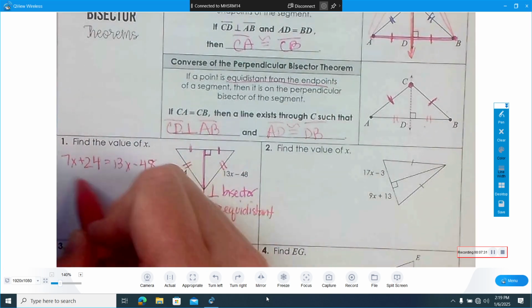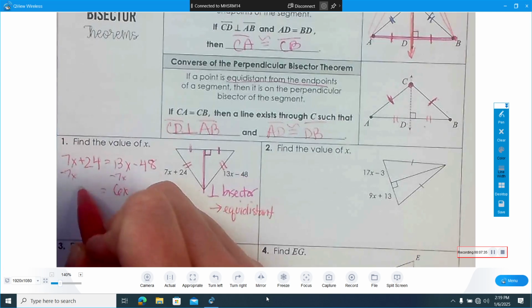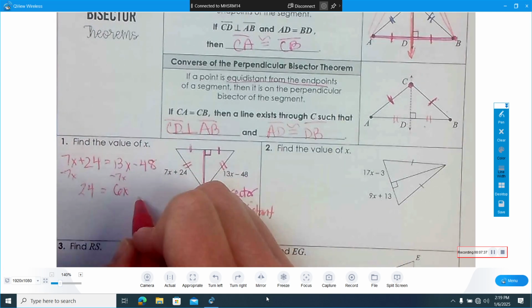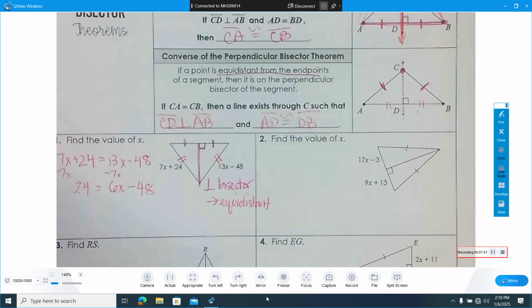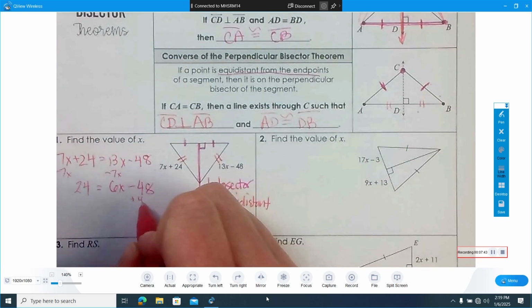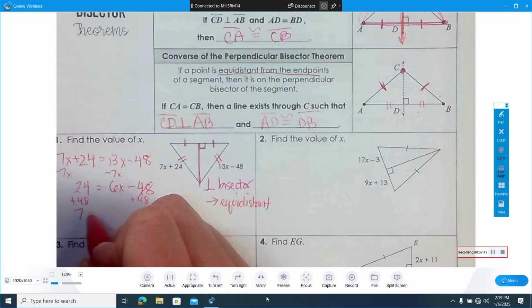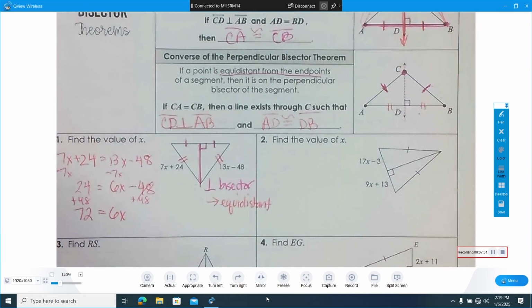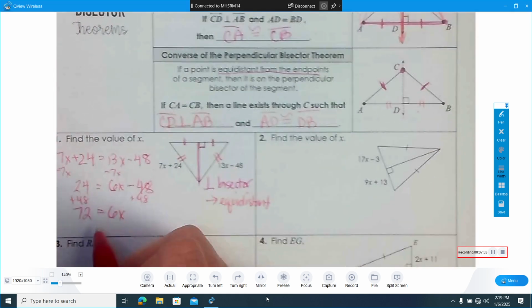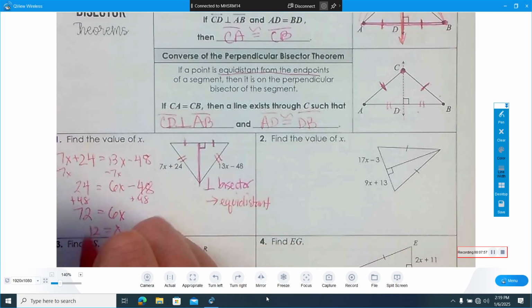Take away the 7x. Okay, I'm going to subtract 7x. Gives me a 6x. So 24 equals 6x minus 48. Then what can we do? Add 48. Beautiful. So we have 72 equals 6x, and then divide by 6. So we get x equals 12. Beautiful.